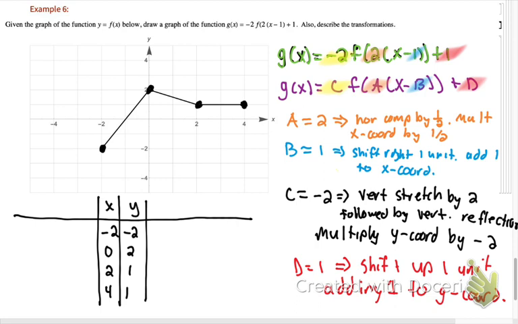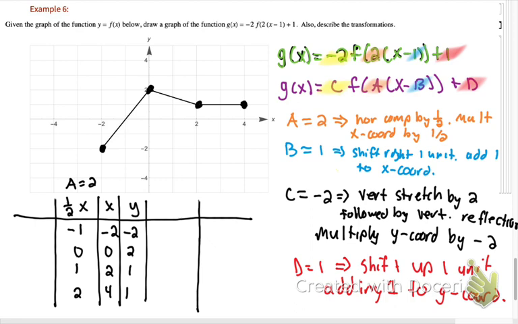Now I'm going to create two more columns to the left of x and two more columns to the right of y. Moving to the left, the value of a only affects x coordinates. So in that next column, you'll see above I wrote a equals 2, but we actually multiply the x coordinates by 1/2 to get -1, 0, 1, and 2.